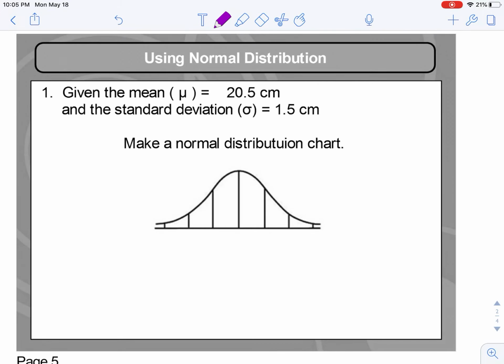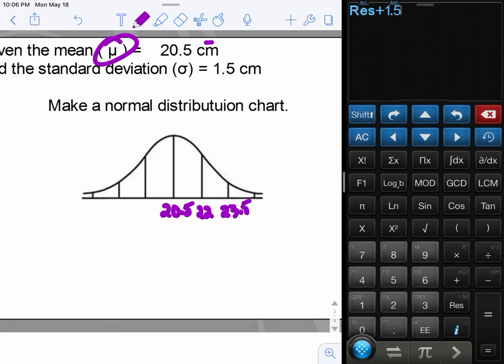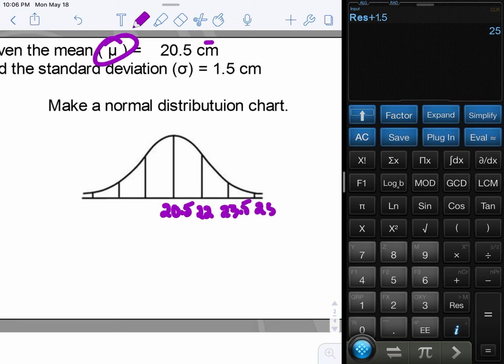You take 20.5 and you add 1.5. So that's 22. 22 goes right there. Now add another 1.5. 23.5. Add another 1.5. 25. That's all you got to do.